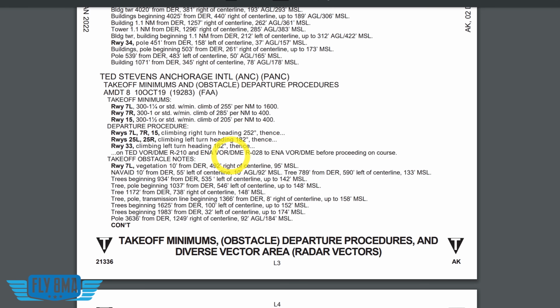proceeding on course. So they're saying, hey, take off runway 15, hang a right turn heading 252, and then proceed direct the Kenai VOR DME on that radial 028. Get right to it, and then you can go ahead and proceed on course from there. That's the textual departure procedure, which might be a good idea to go ahead and comply with if you're in your little underpowered Cessna 172.